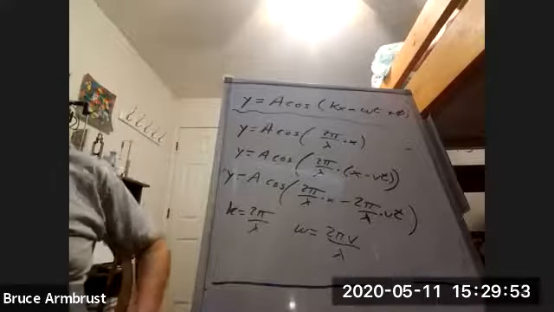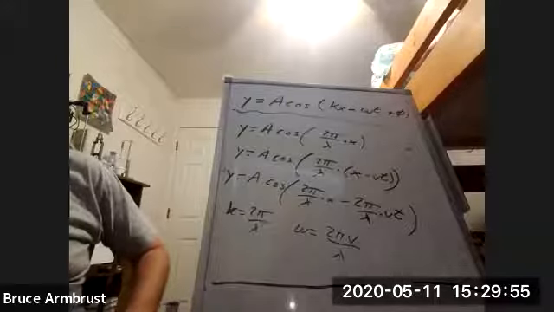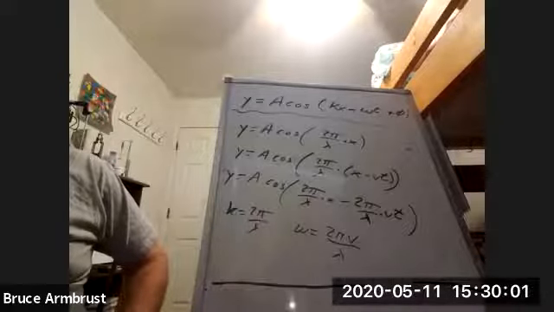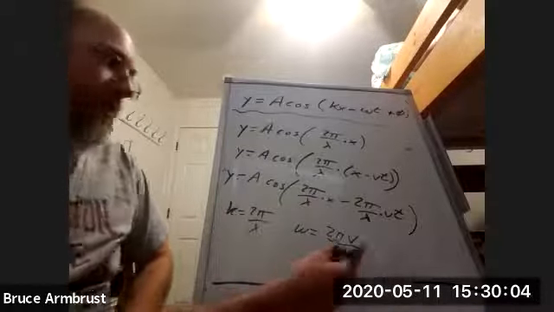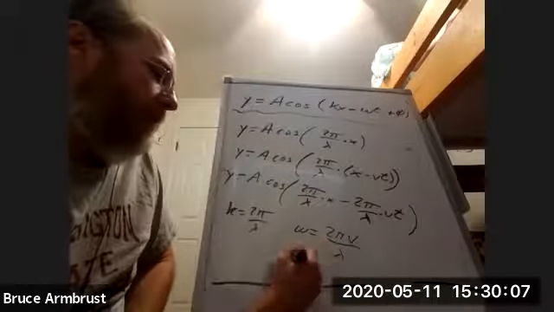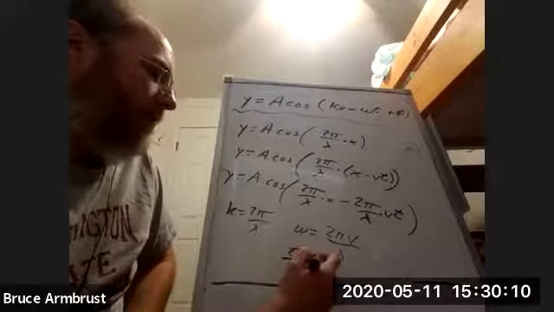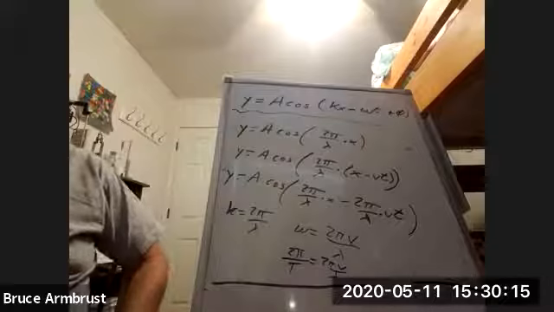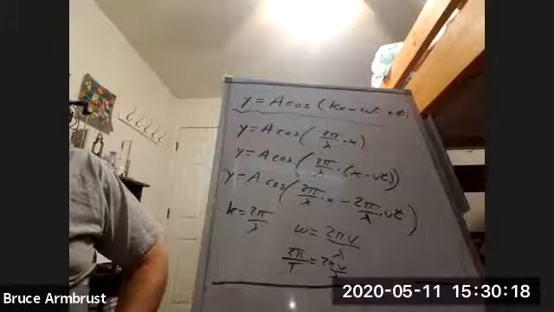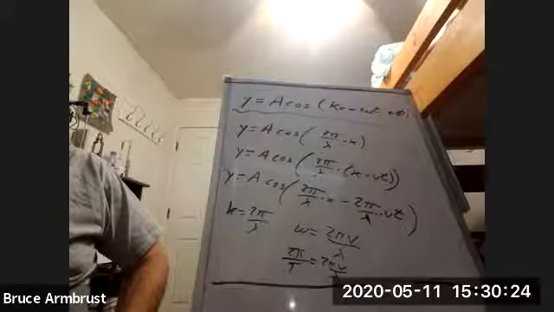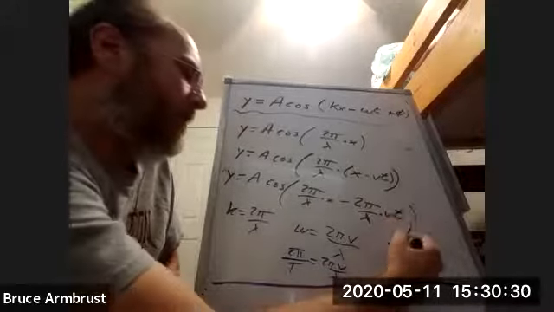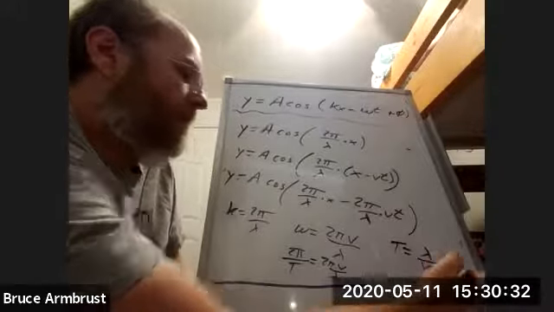All right, but let's go back to what we know about omega, right? Omega, that's actually 2 pi over the period. So let's rewrite this as 2 pi over the period equals 2 pi v over lambda, and so what this is suggesting is that the period is equal to lambda over v.